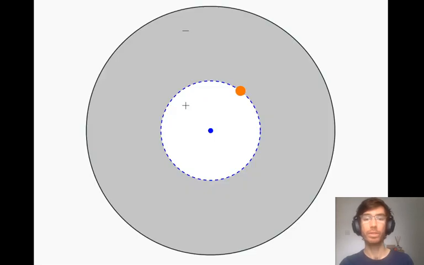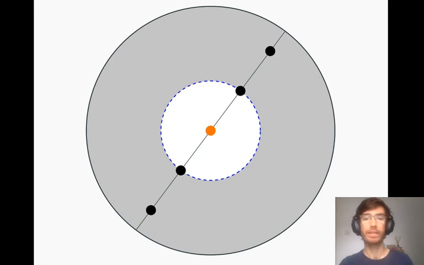First, suppose that a process moves in the disk and there is a penalty for spending time in the shaded outer region. We want to find a process that minimizes the average penalty. To do this, we draw a line through the center of the disk and we just perform a simple symmetric random walk, as we saw before, on this line.